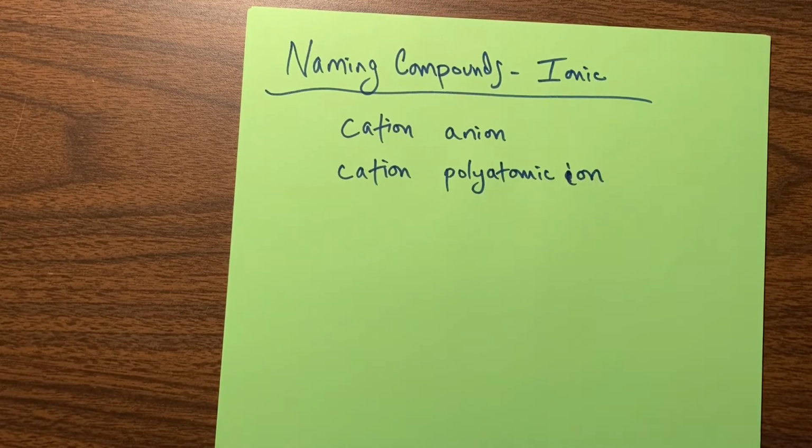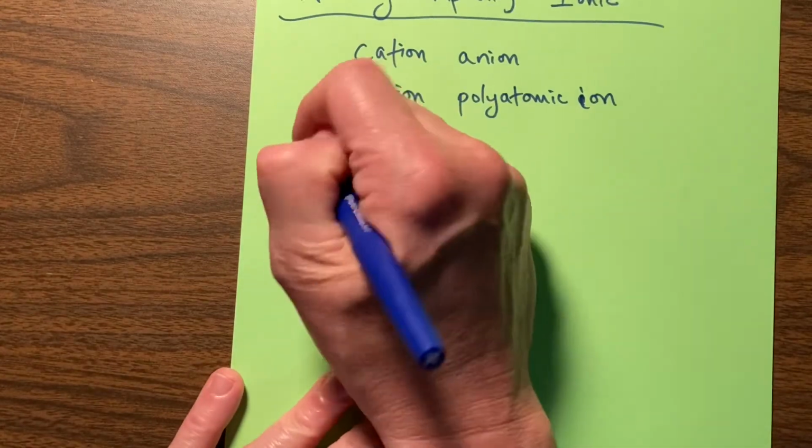Now, some metals will form more than one ion. The transition metals form more than one ion, so we have to come up with another rule to clarify those as well. You need to specify the charges. So let's give you some examples again.